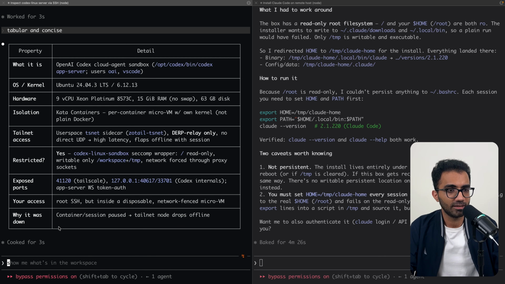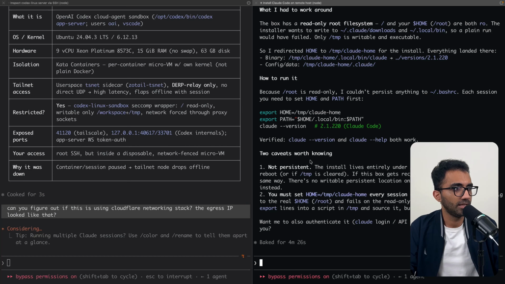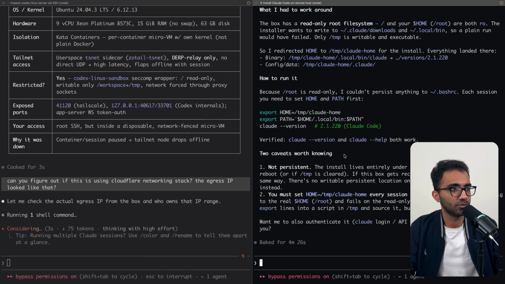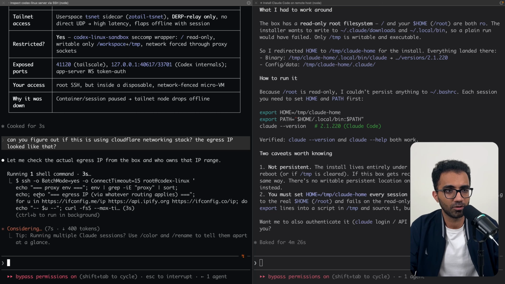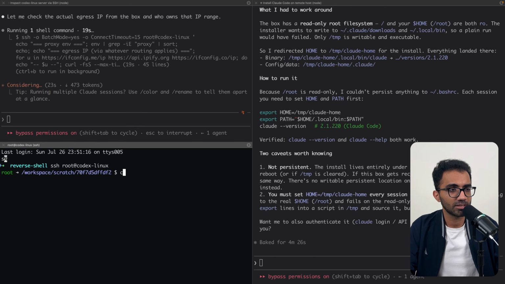One thing I can ask it, can you figure out if this is using Cloudflare networking stack? And I mean, you don't necessarily need to install Claude or anything, but it still got installed. But I just figured out that my system's Claude can be used to just access or run arbitrary commands directly. But yeah, this is actually pretty fun if you just want to play around, you just want a Linux machine.